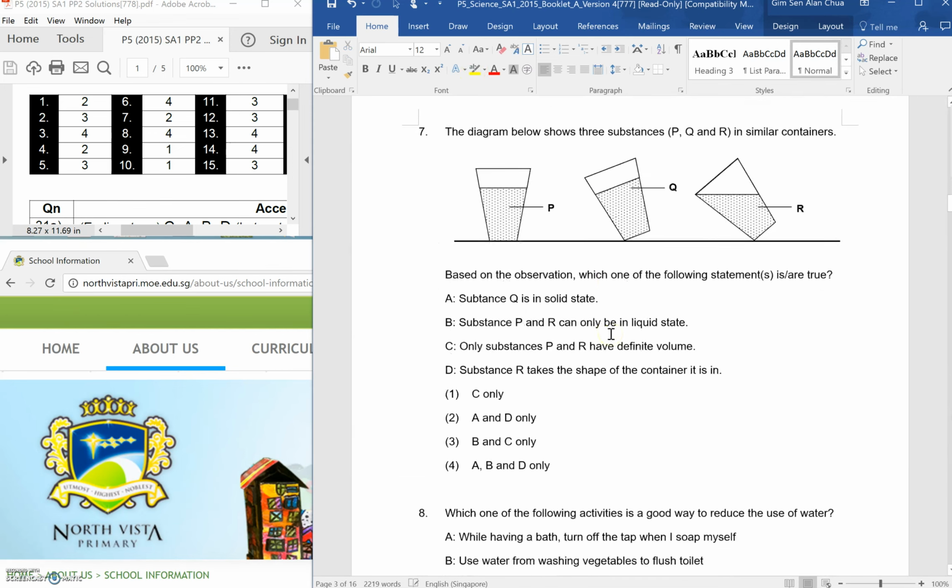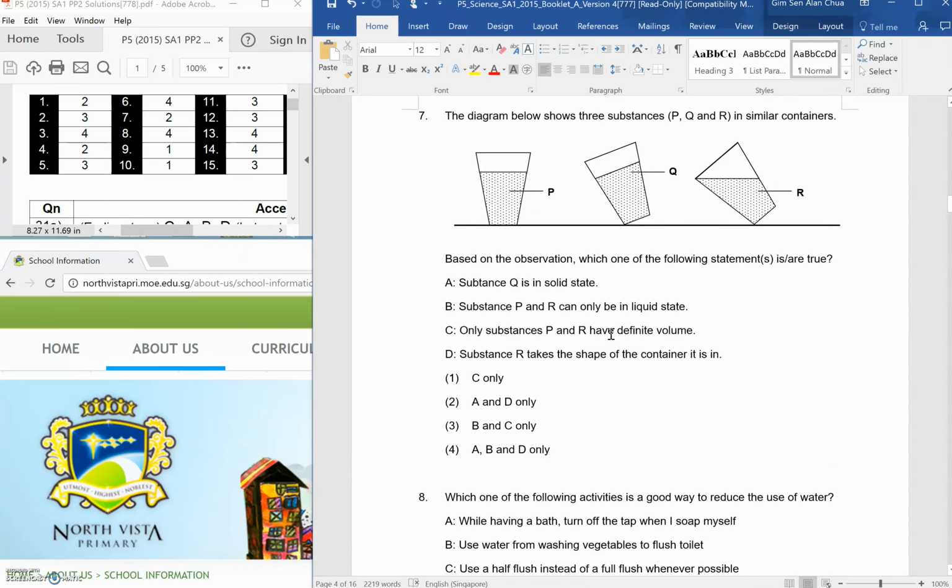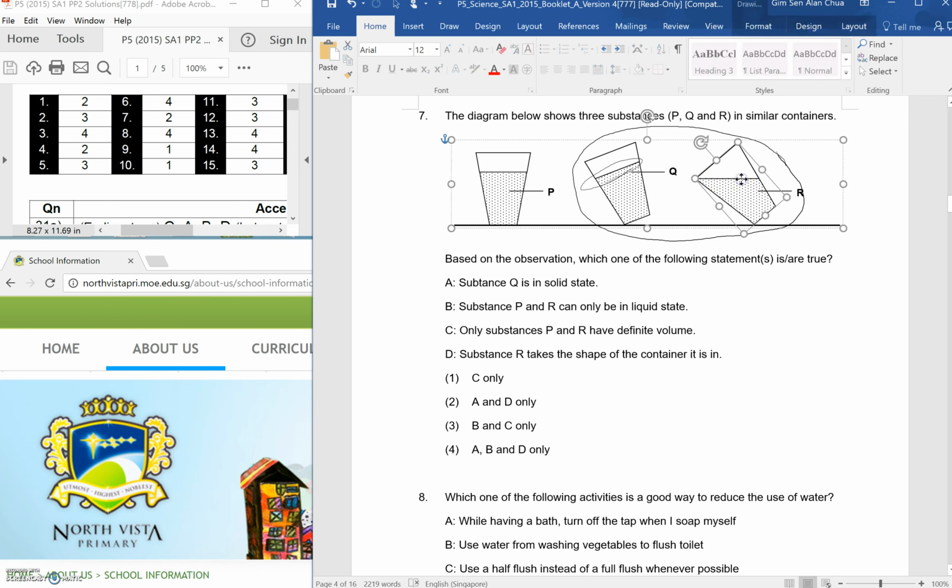Now, question number 7. The diagram below shows 3 substances PQRS. Which of the following statements is or are true? Now let us look at Q and R. Q and R is very interesting. Now they are both tilted, but what do you notice about Q? You realize that this line here is actually a bit extraordinary. Because if you tilt water, the water level will always remain horizontal, like this. Over here, horizontal. But apparently Q doesn't.